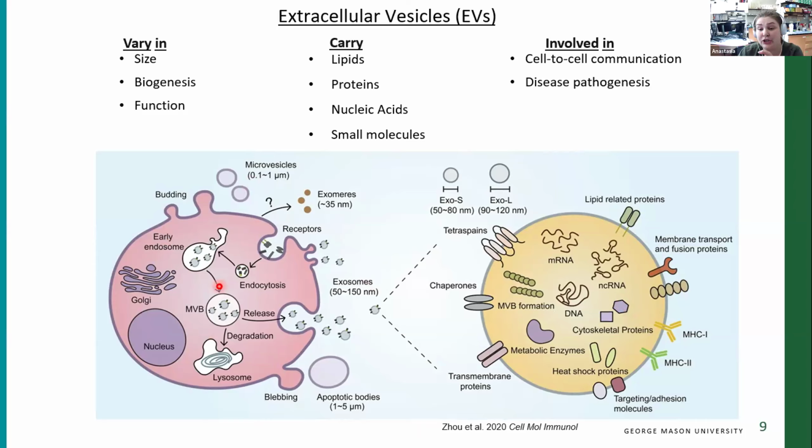They vary in function. Almost all cells that have been tested have been shown to have EVs as a very important form of intercellular communication. Even bacterial cells are now being shown to also have a form of EVs. And what they're carrying are components of the host cell. So there are lipids, proteins, and nucleic acids.